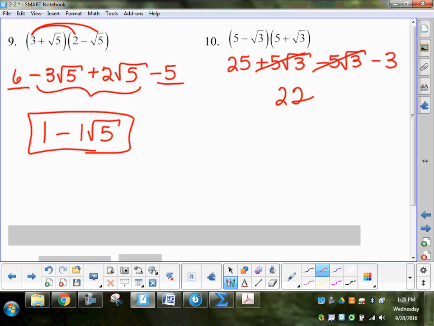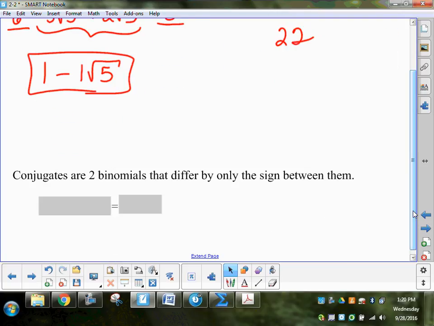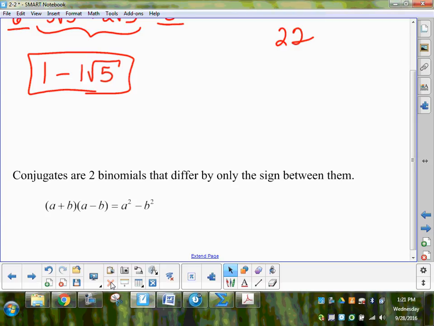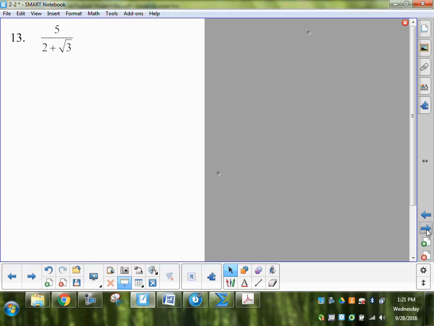That's an opposite. So what we have is called a conjugate. And I don't know if this is on your papers or not, but the conjugates are two binomials that differ by the sign in between them. If I take a plus b times a minus b, that's going to become a squared minus b squared. There's no middle term. Now, we're going to use that to help us out. We're going to bounce forward to a question because we're going to use it anyway. Take a look, please, at question number 13.